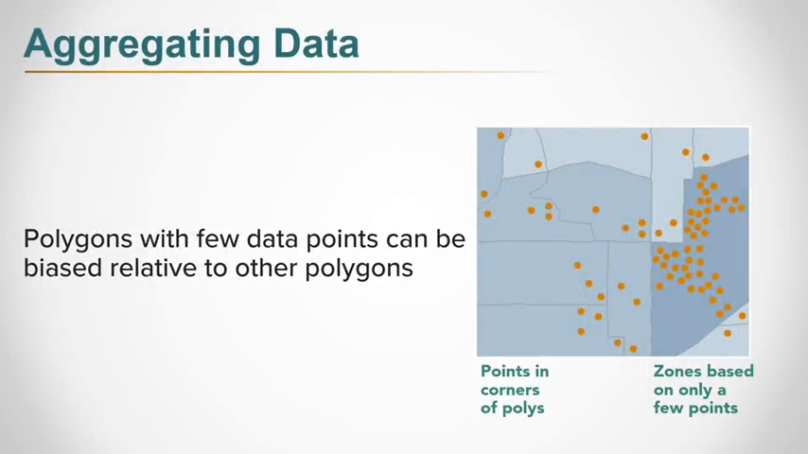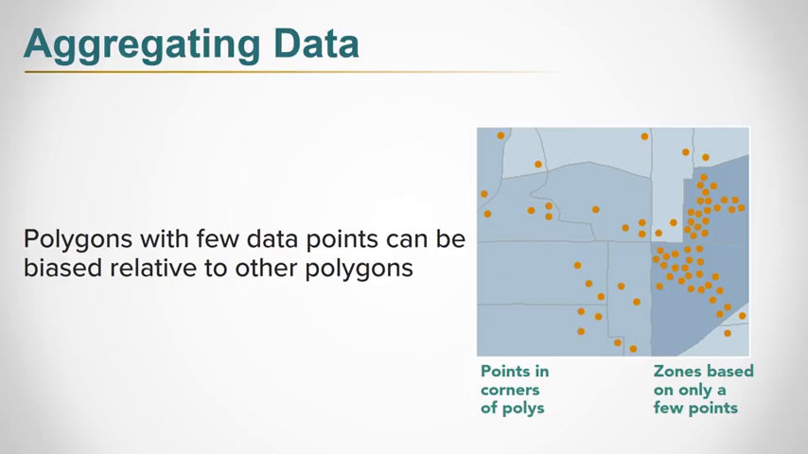A similar problem occurs if we try to aggregate information in point data into polygon data. Some polygons may only contain a handful of points, while others have detailed information in many points. These polygons with few data samples may be biased relative to the other polygons. If we're aggregating to polygons that weren't drawn based upon some shared theme with the points, then maybe the polygon boundaries are biasing our aggregation.